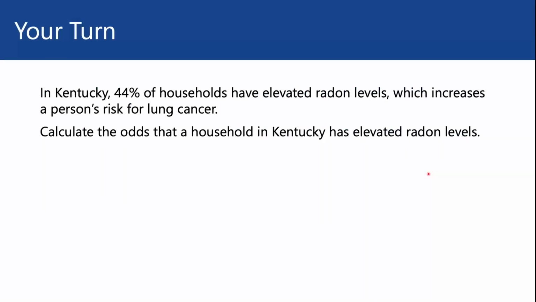Okay, now it's your turn. In Kentucky, 44% of households have elevated radon levels, which increases a person's risk for lung cancer. Let's calculate the odds that a household in Kentucky has elevated radon levels. Go ahead and get out your notes. And you don't have to do it this way, but I'm going to help you frame it up just in case it is useful for you.